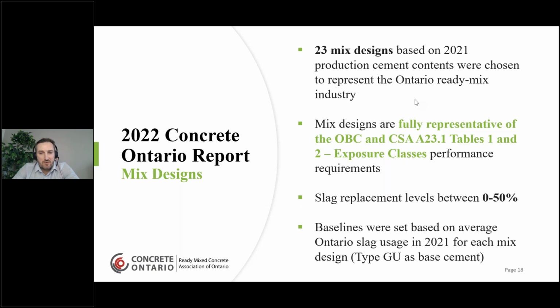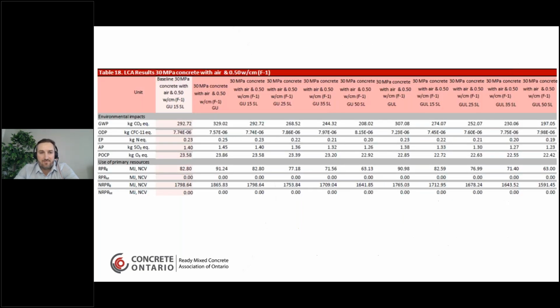And then we had to establish baselines based on average Ontario slag usage, and also looking at average cement contents through that working group. So the working group had different representatives from different ready-mix producers. They supplied mix designs, which is proprietary information. We looked at all the mix designs. We made sure that all the performance requirements were met for the mixes we were looking at through those cement contents. And then we created an average mix design to put together those 23 mixes.